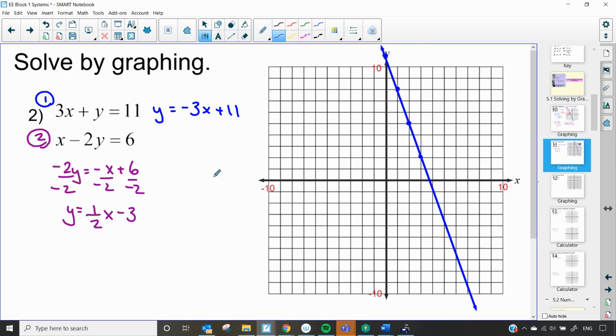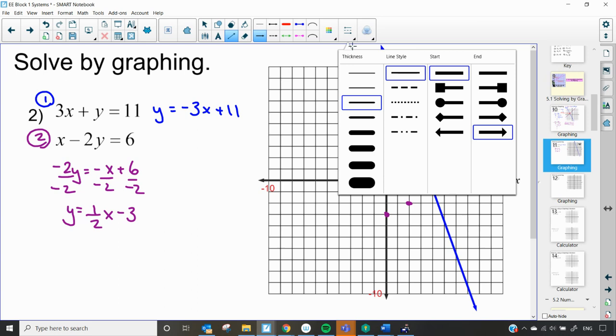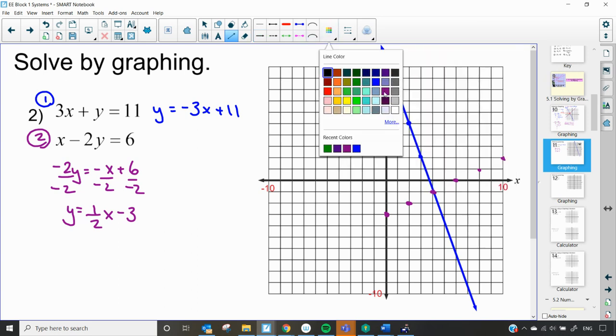Now for the second one, our y-intercept is at negative 3, so 1, 2, 3, and then up 1, right 2, up 1, right 2. You'll often find that as you're graphing these, you'll see the solution before you've actually plotted the full line. That's okay, but we still want to see that you complete all steps.